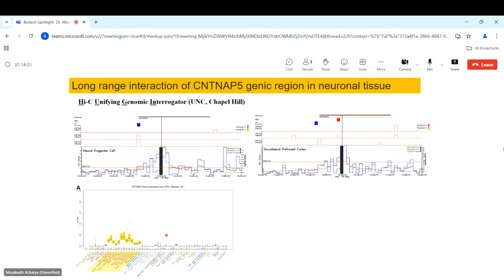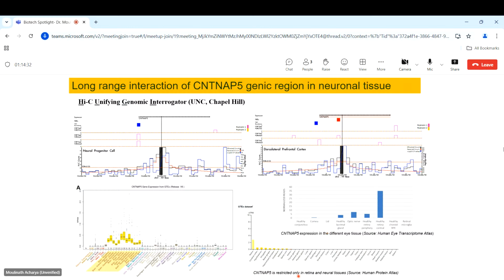And when we looked at the CNTNAP5 gene expression from the GTEx data, these are almost all concentrated to brain region. And GTEx usually does not have the eye data. So we have used the eye integration data for looking at CNTNAP5 expression in the different eye tissues. And you can see that in healthy retina, there's huge normalized expression of CNTNAP5, which is also corroborated in the Human Protein Atlas data, where you can see in the retina, actually more CNTNAP5 is there than the other brain regions. Okay.